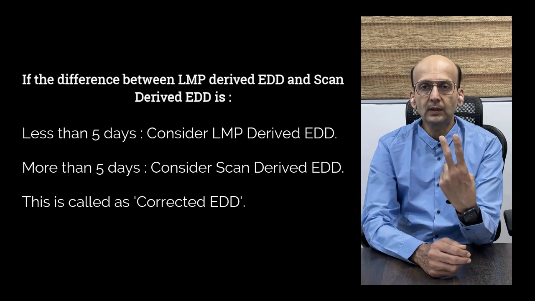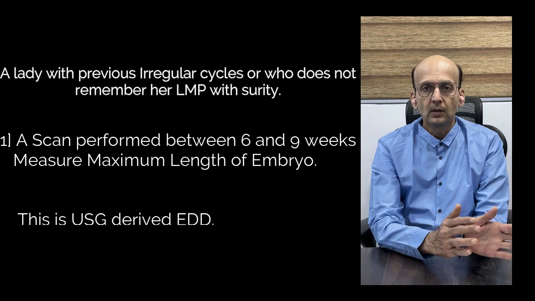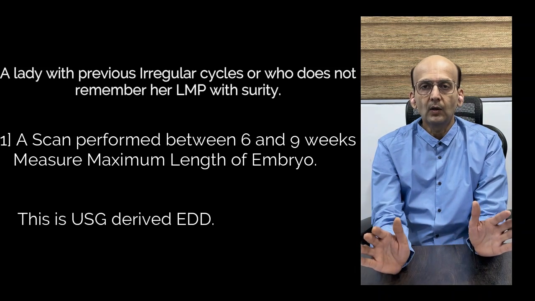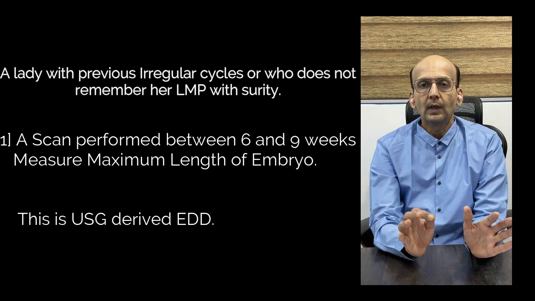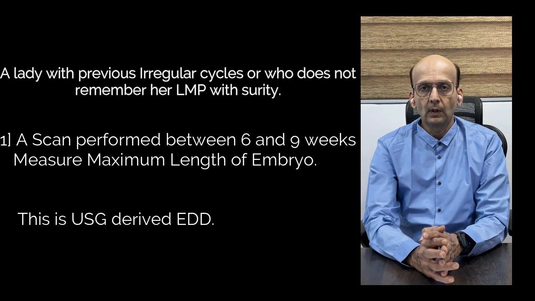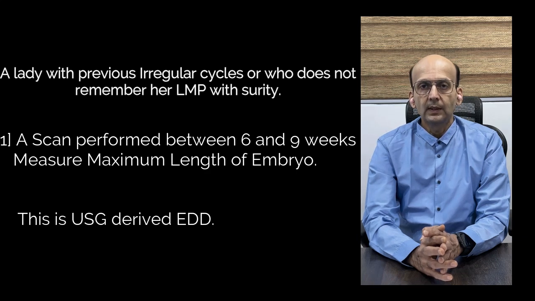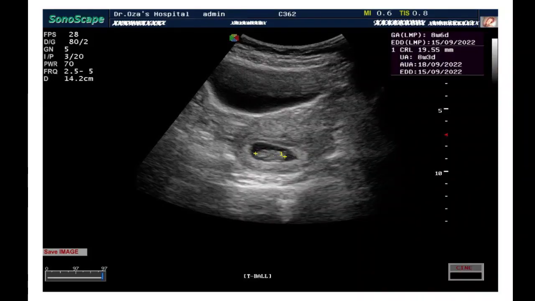Now let's take the second group. A patient who was having previously irregular cycles or she is not sure of her LMP altogether. This lady is the most suitable candidate for assigning sonography derived EDD. A sonography scan performed between 6 and 9 weeks takes into consideration the maximum length of the embryo, like this. The maximum length of the embryo is measured and then the EDD is given.